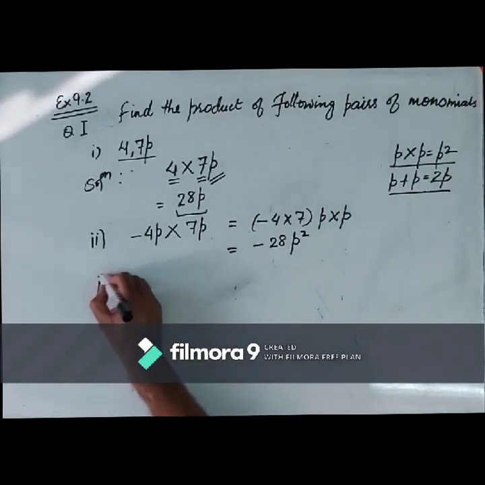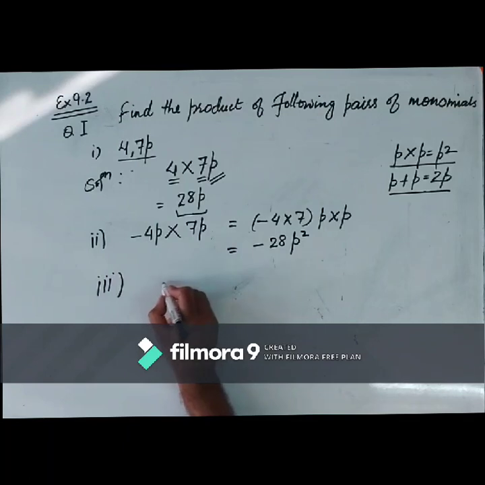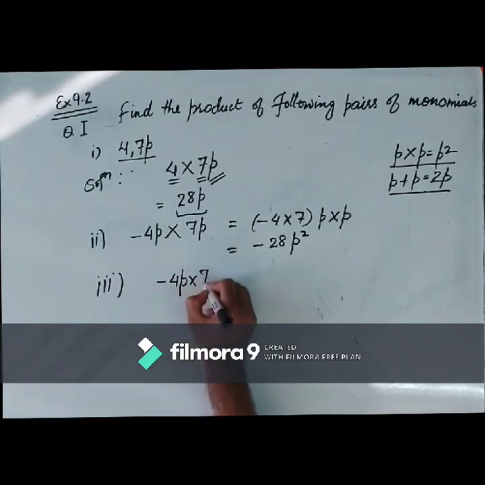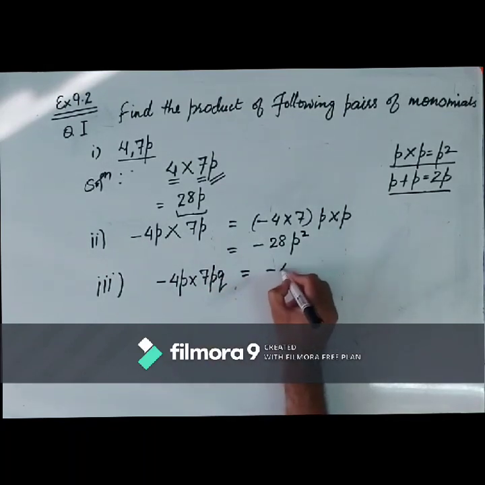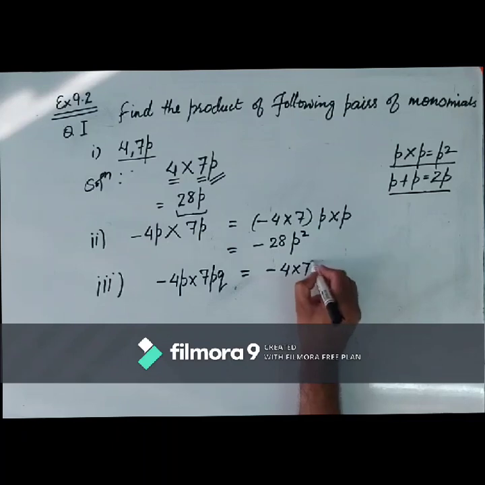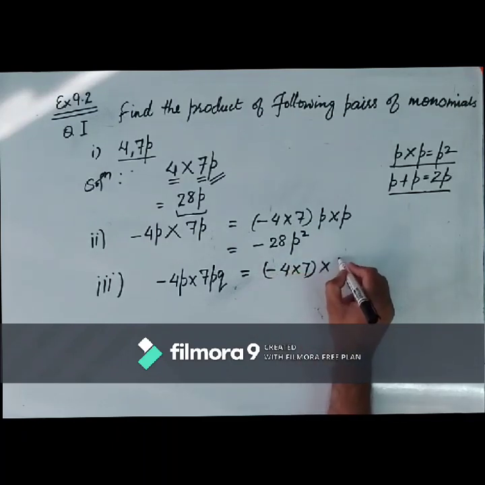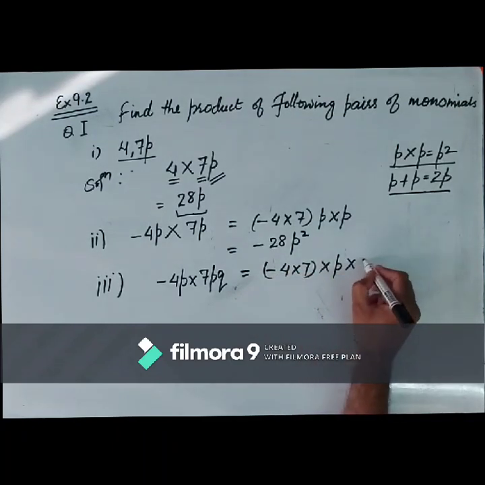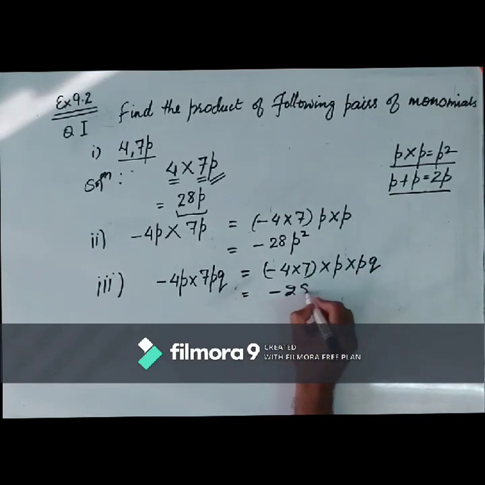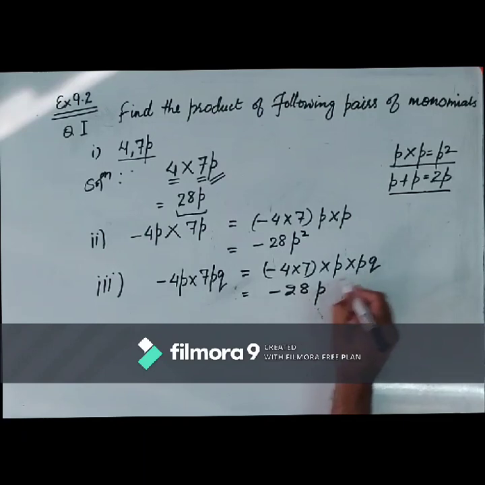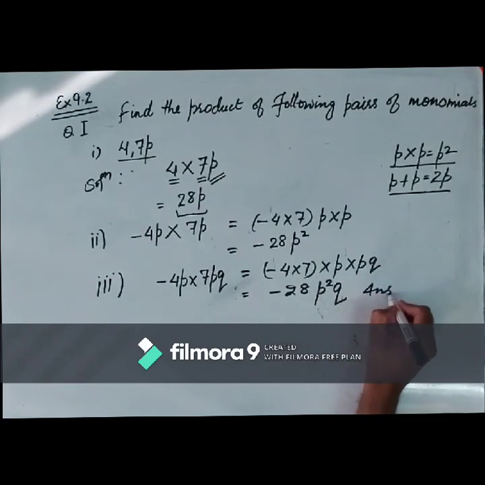Third one is minus 4p into 7pq. Similarly we will multiply minus 4 and 7, and then p is to be multiplied with pq. Your answer is minus 28. p into p is p square, and q, so it is your answer, right?